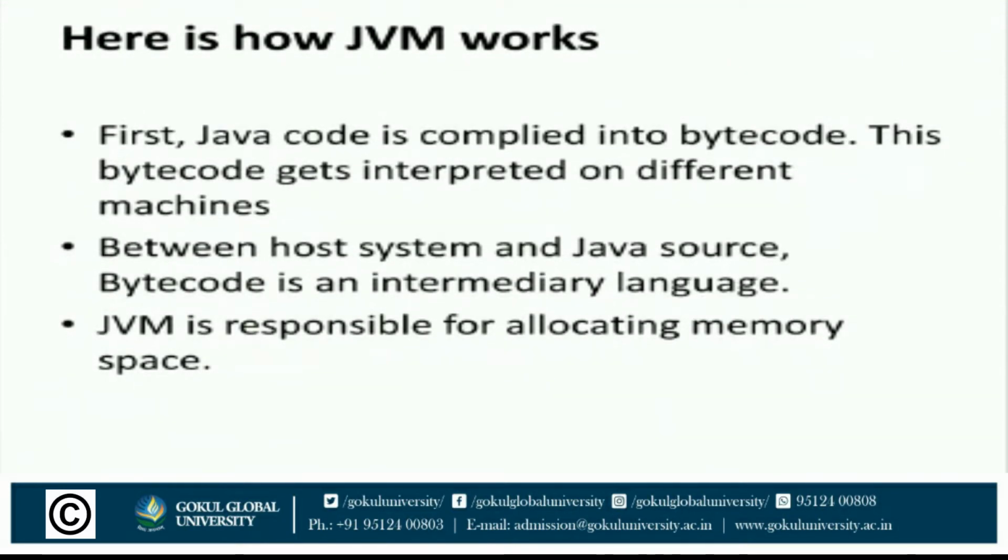How JVM works. Here we can understand how JVM works. First, Java code is compiled into bytecode. This bytecode gets interpreted on different machines. Between the host system and Java source, bytecode is an intermediary language. JVM is responsible for allocating memory space.